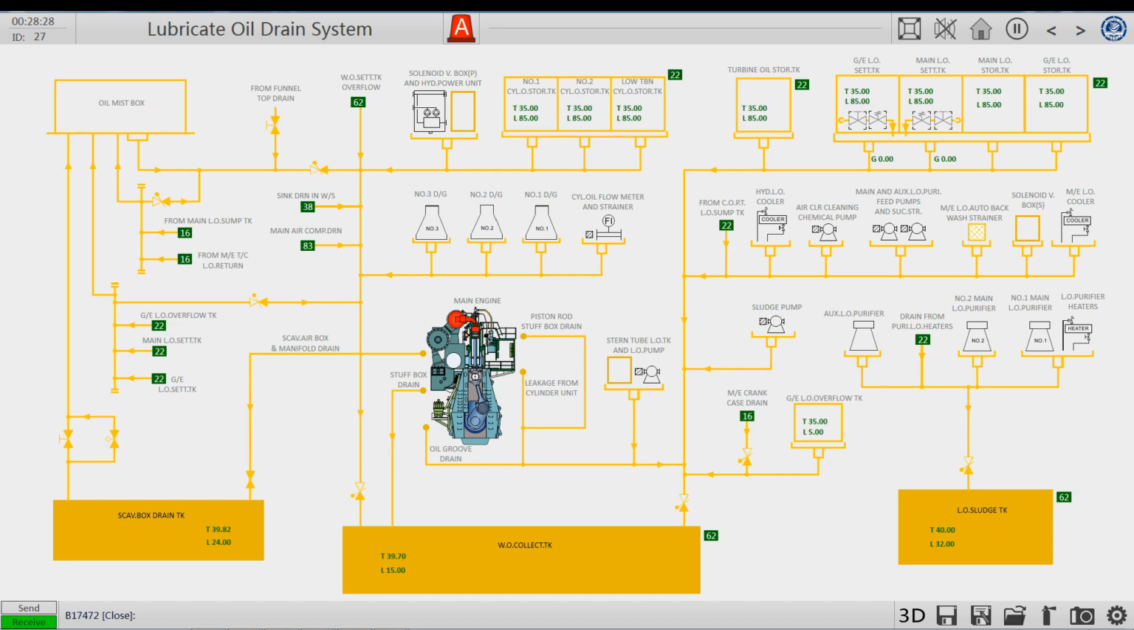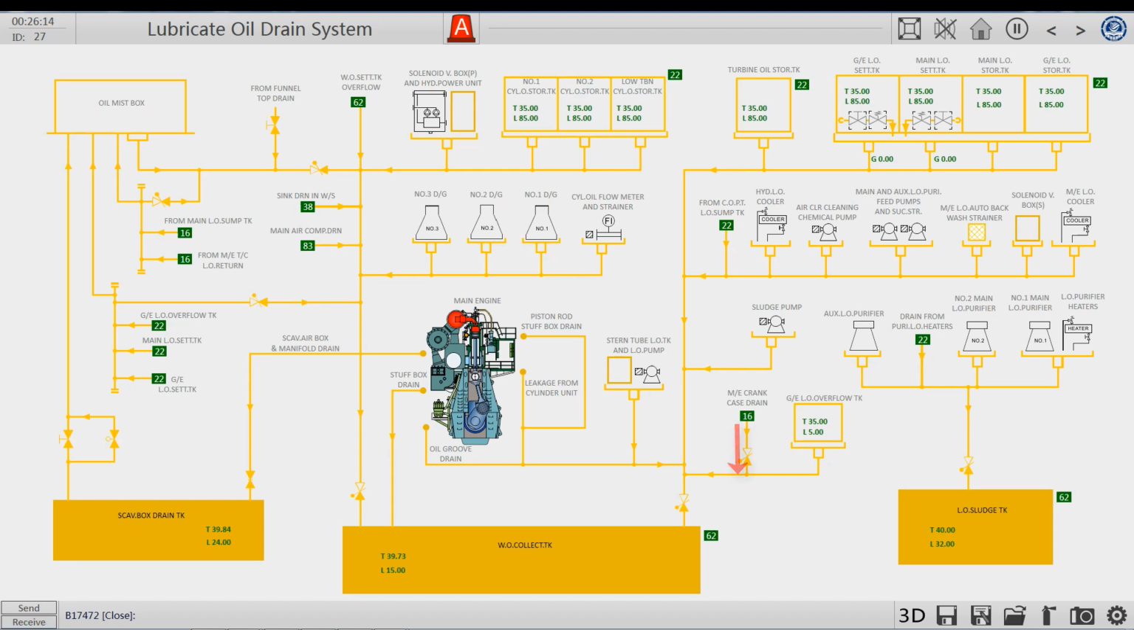There is also a collection of waste oil from 5 oil tanks. There are turbine oil storage tanks, and settling tanks for main engine and generator. There are also related sump, cooler, oil supply pump, filter, solenoid valve box, and so on, all returning to the waste oil collection tank through the collection pipe.